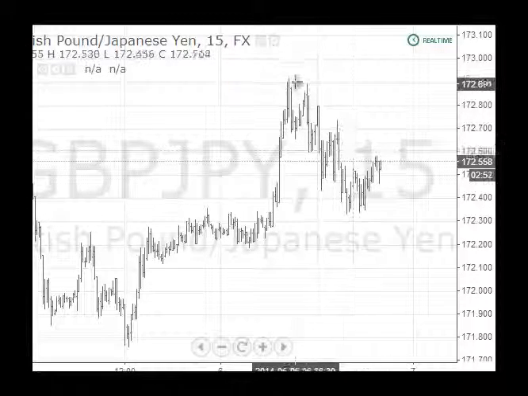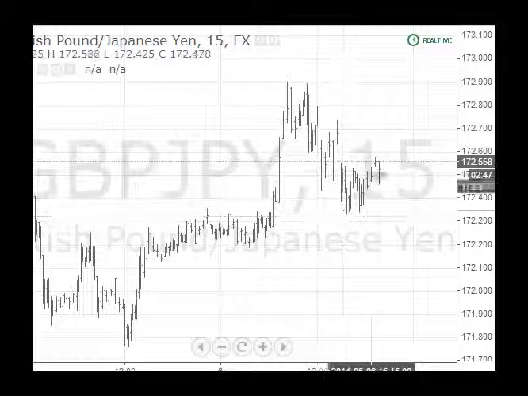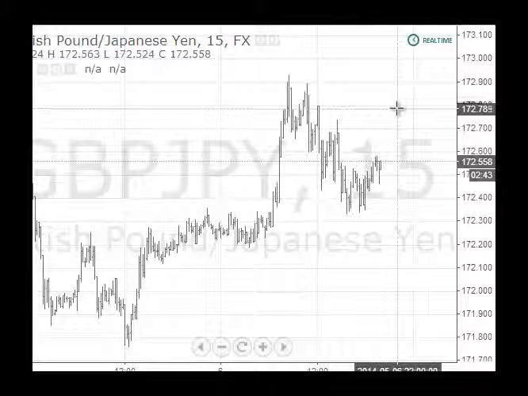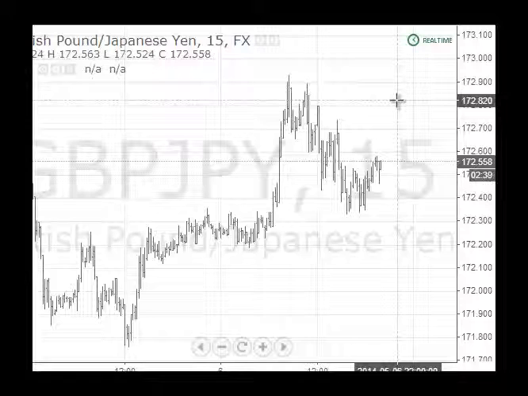So we need to see a move down through here to do that. And in doing that, this move currently down through here, we would need to see that, well, it's retracing now, and then we'll need to see it move down through here. So you would need to keep stops above 172.83 here if you're on the short side.